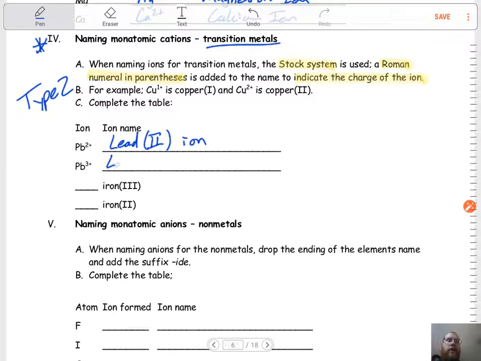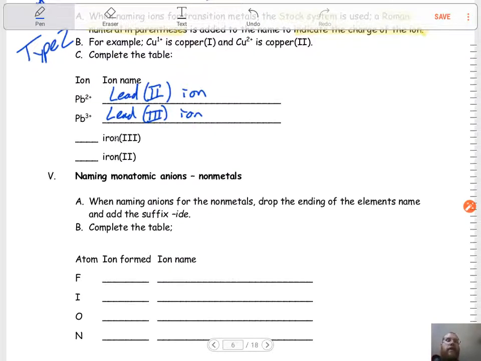All right, so this is going to be lead again. Pretty easy because it was right before. But this is the lead 3 ion instead of the lead 2. All right, different chemistry. Down here, we're doing the opposite. They're giving you the name. You've got to give me the ion. So this says iron 3, so that's going to be pretty easy. Fe3+. This is going to be Fe2+.